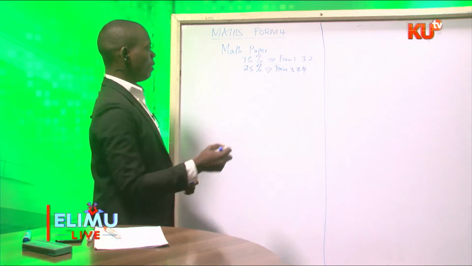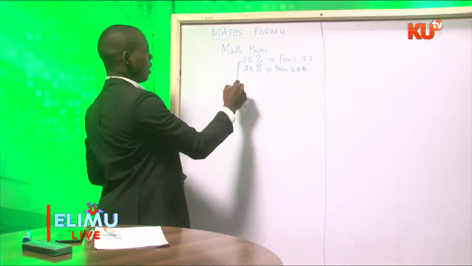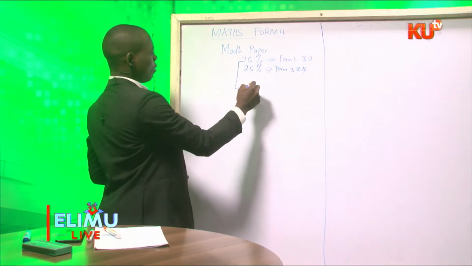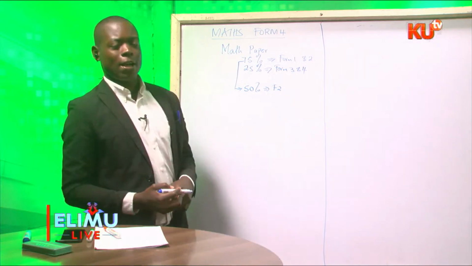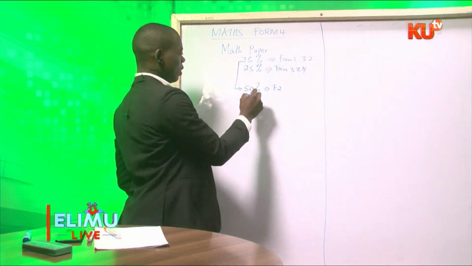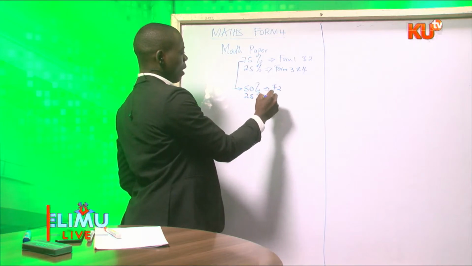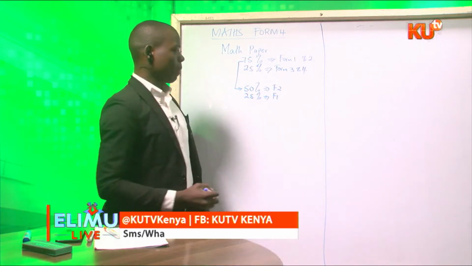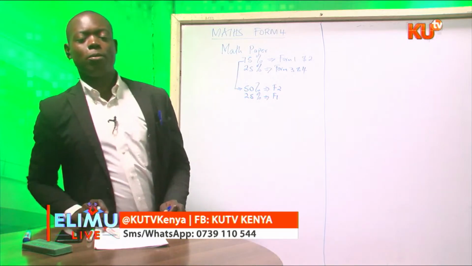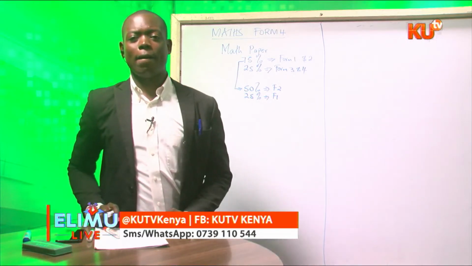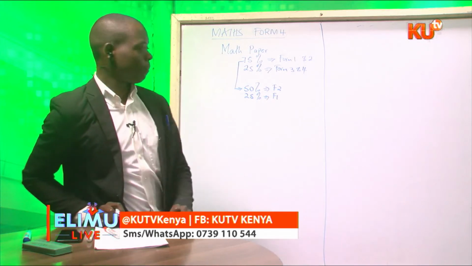So about 50% of this 75, about 50% of it will come from Form 2 work. And the remaining 25% or thereabout of this work will come from Form 1 work. Therefore, it tells you that Form 2 contributes a lot to your paper 1 scores.